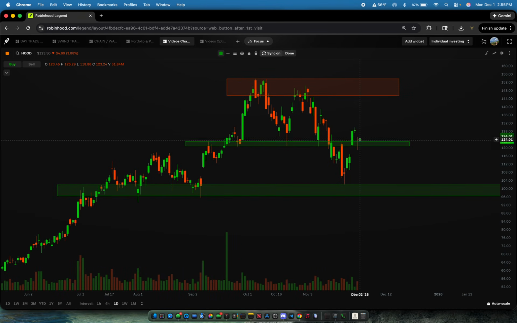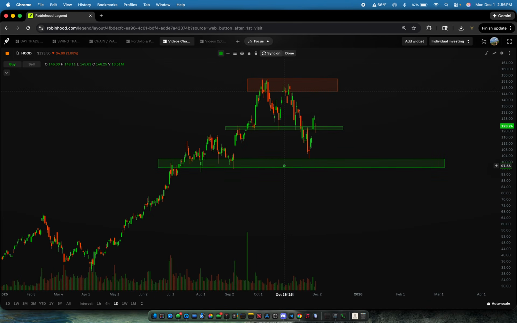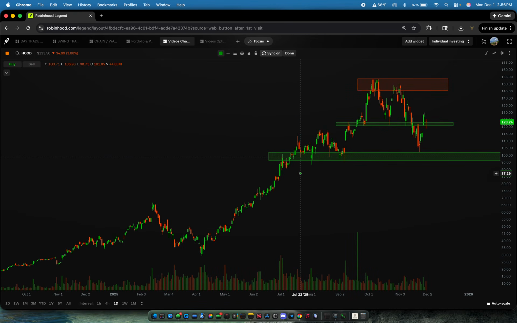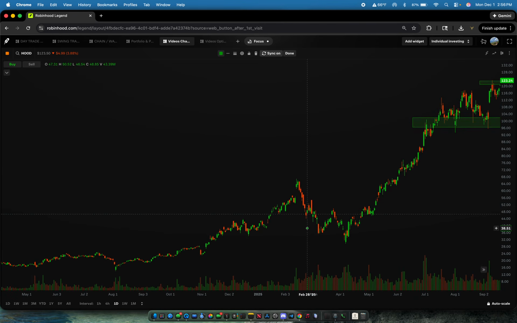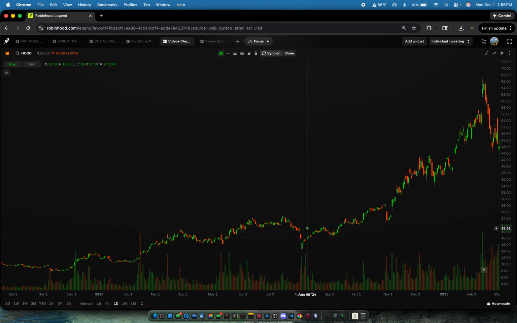And there is potential that this can bounce off a demand zone, and head back in the mid 130s. That is basically the supply and demand zones on the Robinhood chart. Same thing with over here. We have a lot of different examples on the Robinhood chart.